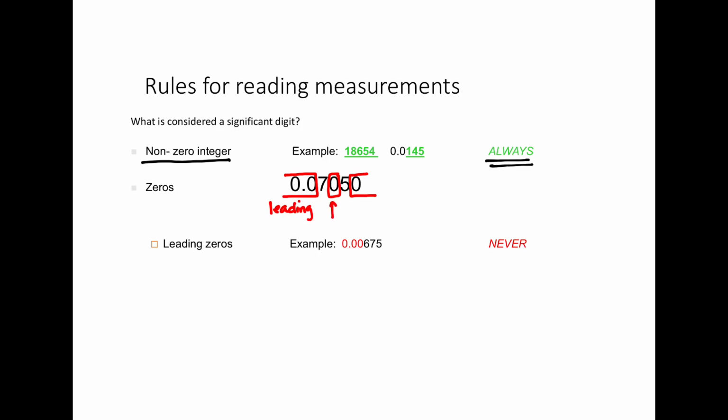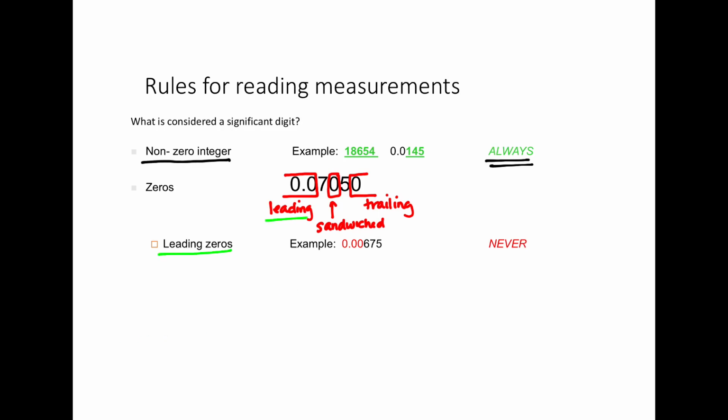Any 0 that is in the middle of a number, so between 2 non-zero numbers, we're going to call those sandwiched, or sometimes we call them captive zeros, like held captive between 2 numbers. And then the ones that are on the end are called trailing zeros. Now let's talk about each one of these types of zeros one at a time. The first one are these leading zeros.